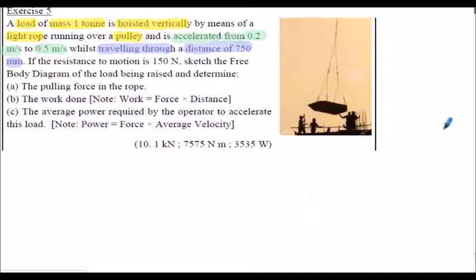There's also, it's going to complicate our situation still further, I notice, a resistance to motion of 150 newtons. So quite a bit of information here. And we've got to sketch a free body diagram of the load, and find what's the pulling force in the rope. Notice in the question it says light rope, by the way, at the top of the board there. That's code for saying ignore the inertia effect of the rope.